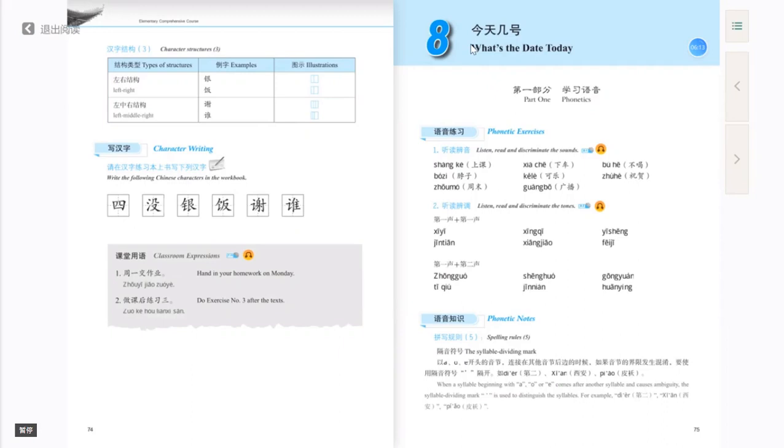Okay, so lesson 8, 今天几号? The meaning of this sentence is, what's the date today? So part 1, phonetics. There are only two phonetic exercises of lesson 8. The first one is to discriminate the sounds. Listen, read, and discriminate the sounds.